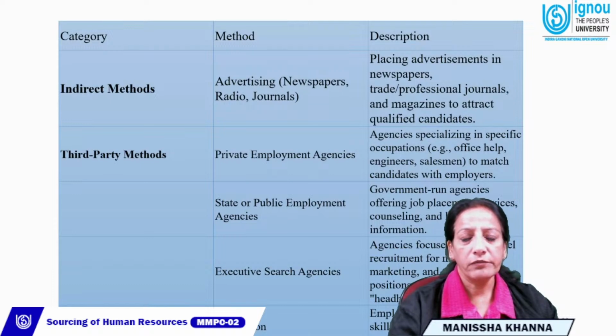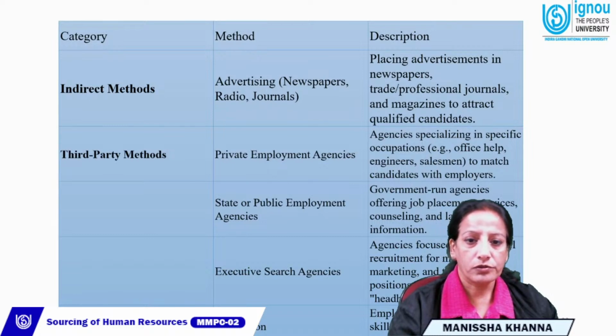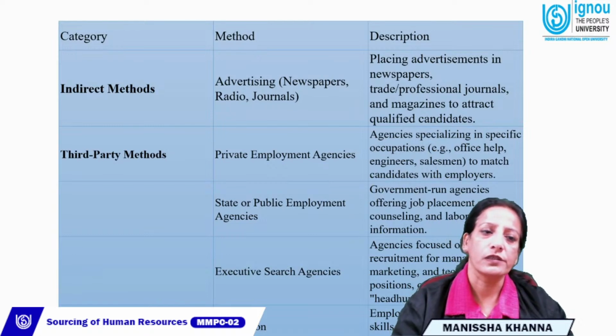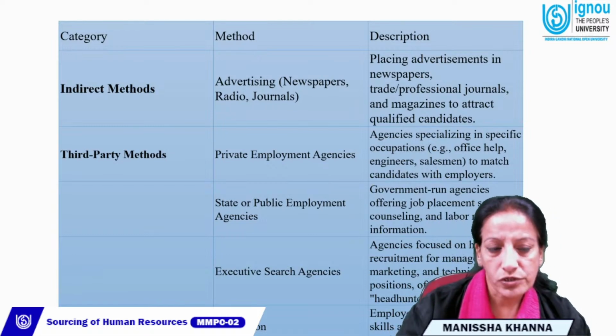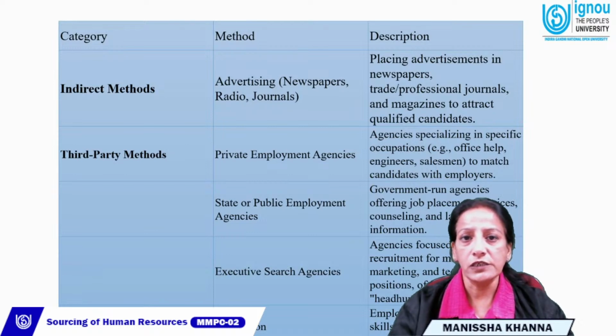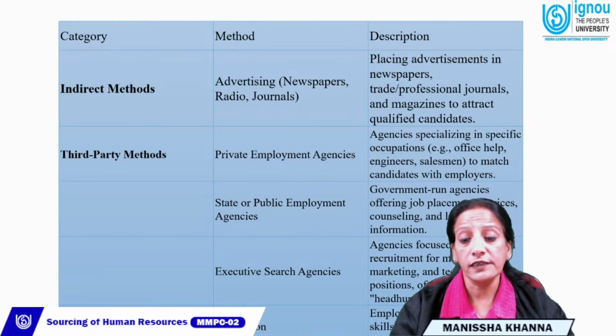Then there are indirect methods, which are advertising, mainly advertising in newspapers, journals, on the websites, on the portals. So it is all about advertising that particular job. They place the advertisements in that particular source. Then there are third party methods, which include the employment agencies, where the agencies are specialized in recruitment for a specific occupation. The state and public employment agencies or executive search agencies.